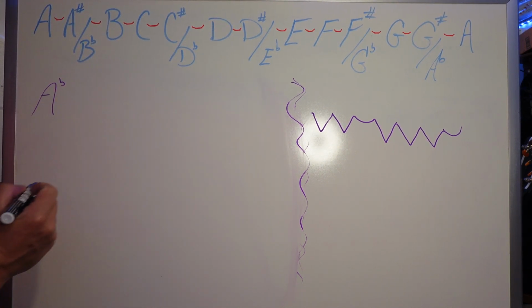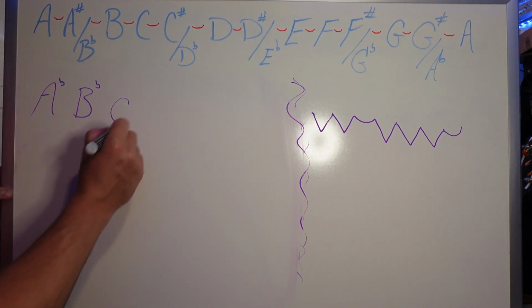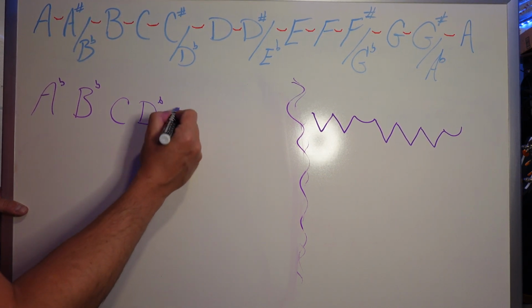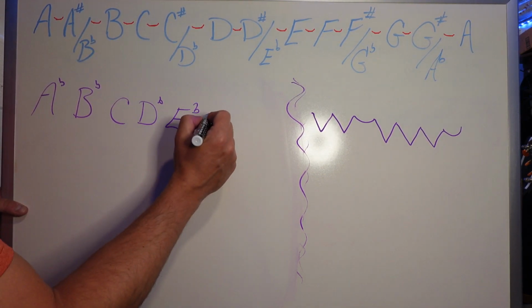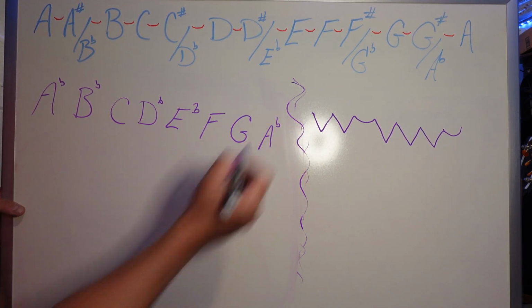A flat moves up a whole step to B flat, moves up a whole step to C, moves up a half step to D flat, up a whole step to E flat, up a whole step to F, up a whole step to G, and up a half step to A flat.